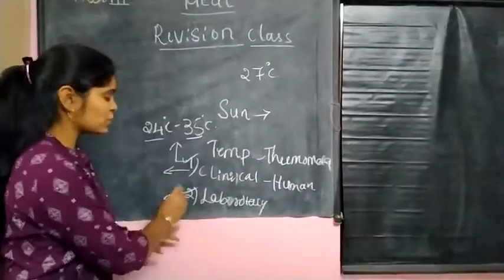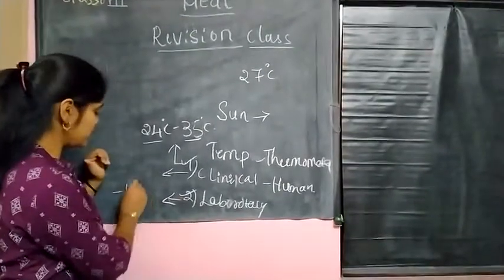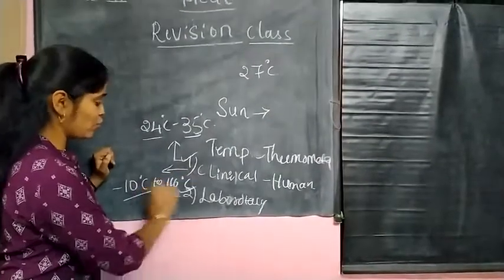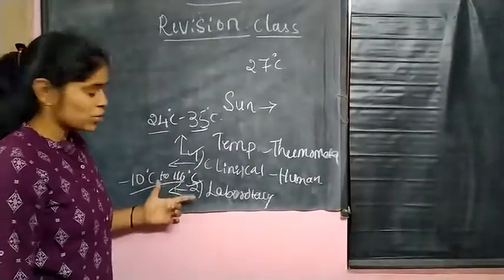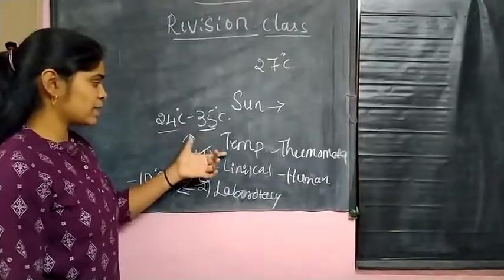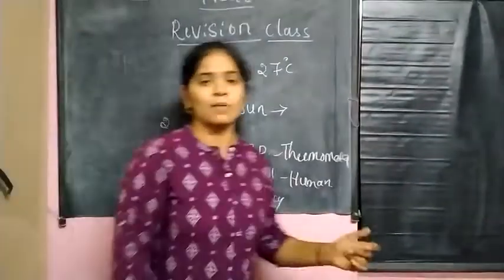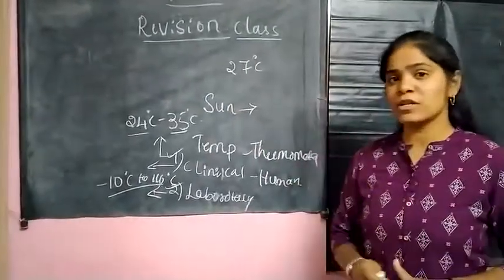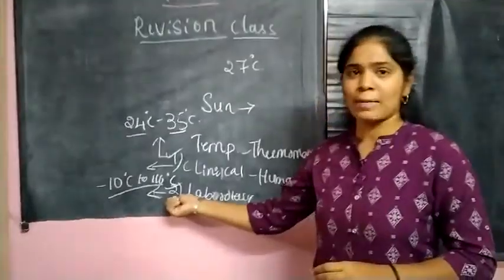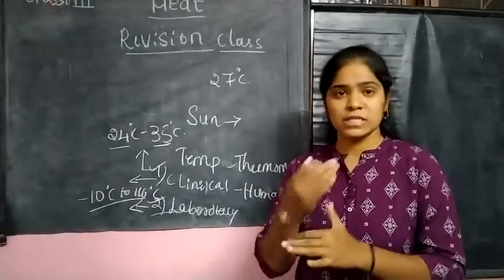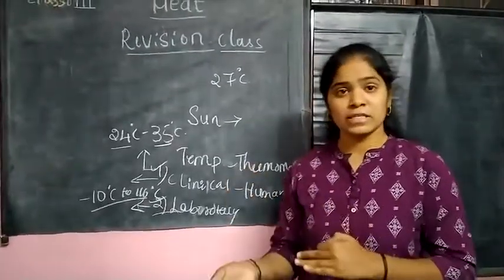The laboratory thermometer range lies between minus 10 degrees Celsius and 110 degrees Celsius. You can observe the range here. It is so large, more than the clinical thermometer. So for laboratories we are going to use this laboratory thermometer, which is applicable for temperatures like 60 degrees Celsius, 80 degrees Celsius.